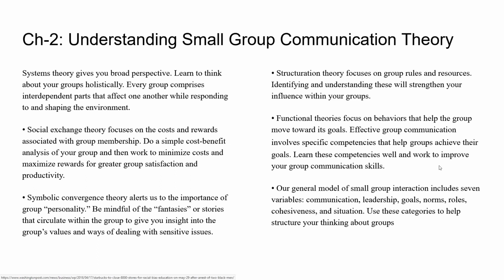So, all right. And then our general model of small group interaction includes, again, the seven variables, the constellation of variables: communication, leadership, goals, norms, roles, cohesiveness, situation. You want to make sure you know what all those are and can provide some examples. They're, I think, pretty self-definitive and have some degree of intuition to them. So just make sure you know what a norm is.